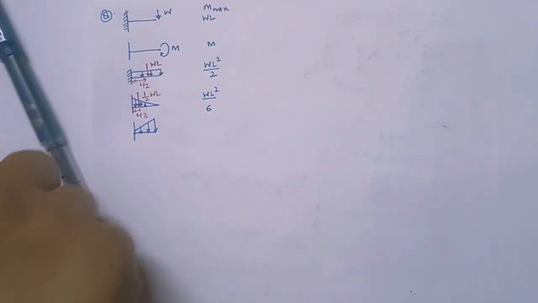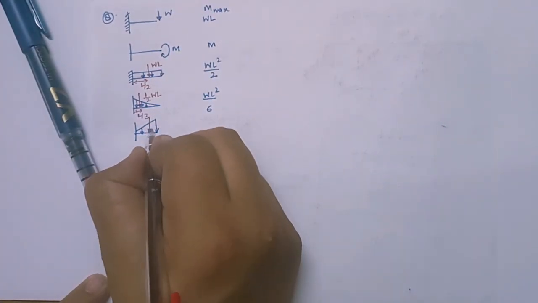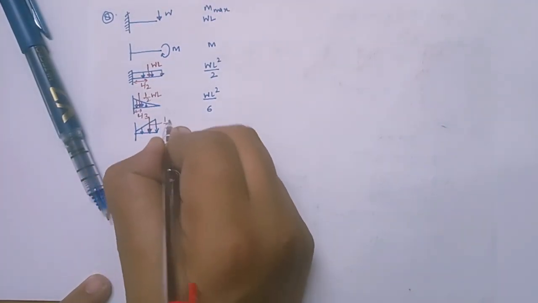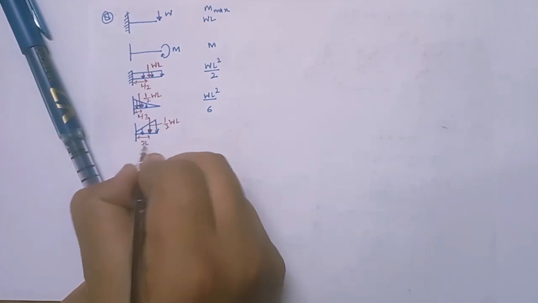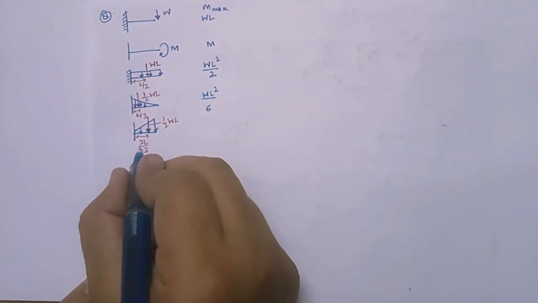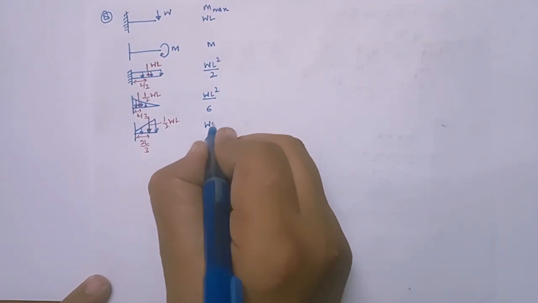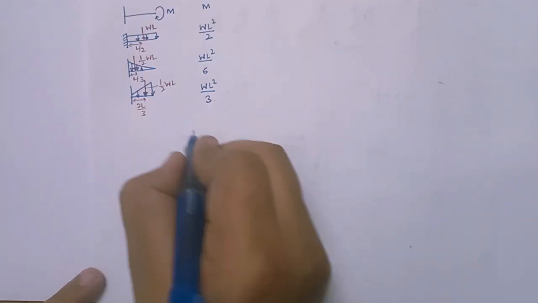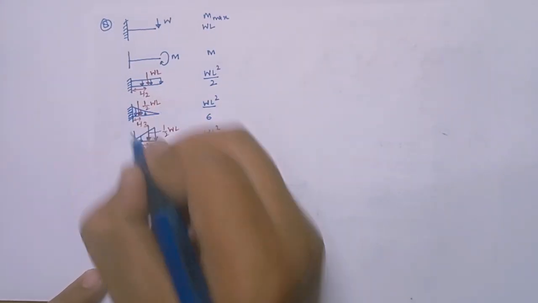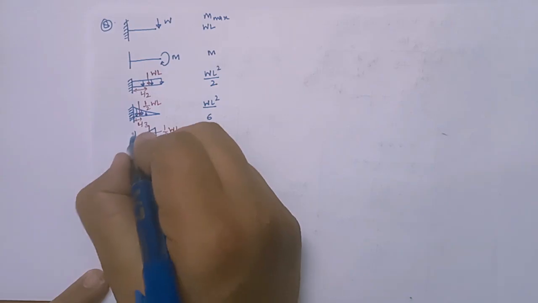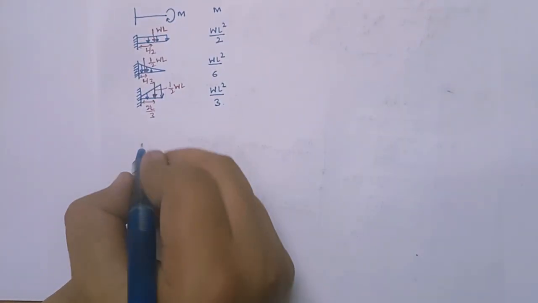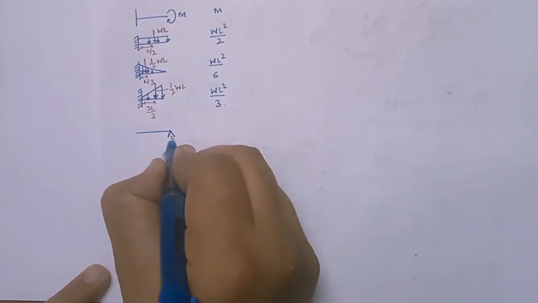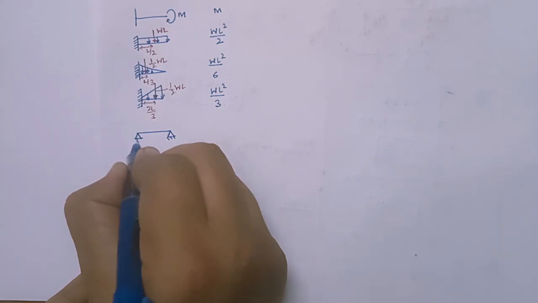Similarly here also, if I apply the resultant load, it will be this. The load will be half WL, and the length will be 2L by 3, right? So the 2 gets cancelled, so WL square by 3. Clear? So these are the cases 1, 2, 3, 5, right? Now I will tell you simply supported beam cases. It is very important. First, we have this.